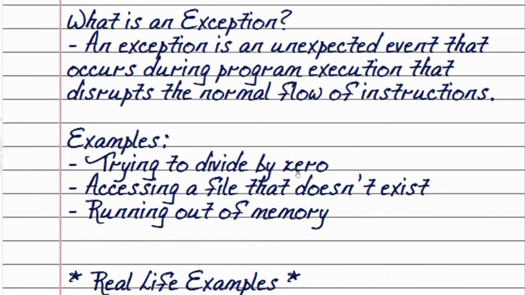Trying to divide by 0. If you try to divide a number by 0, then we will get an exception. Next is accessing a file that does not exist. If you try to access a file that does not exist in your system, then we will get an exception. Another example can be running out of memory. If you are running a heavy program and you do not have any space in your system, we will get a running out of memory exception.